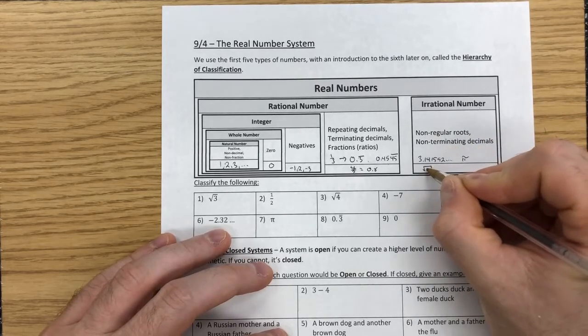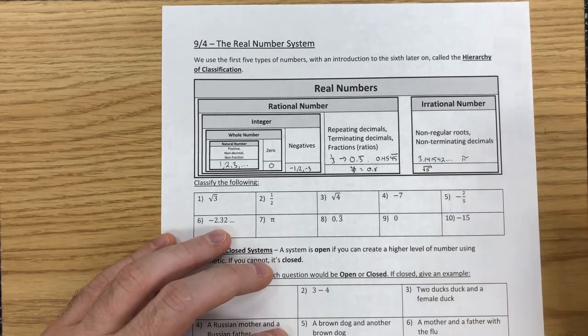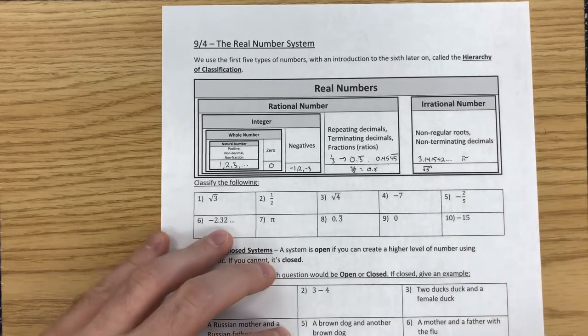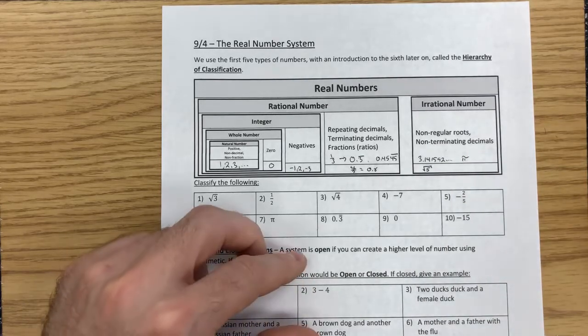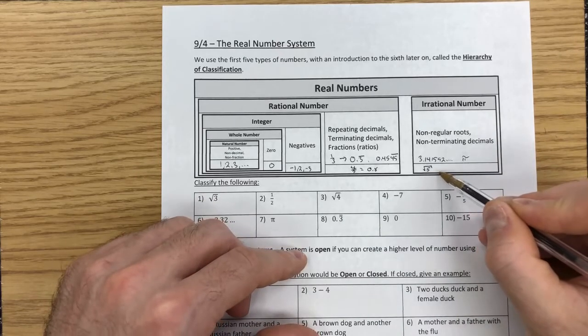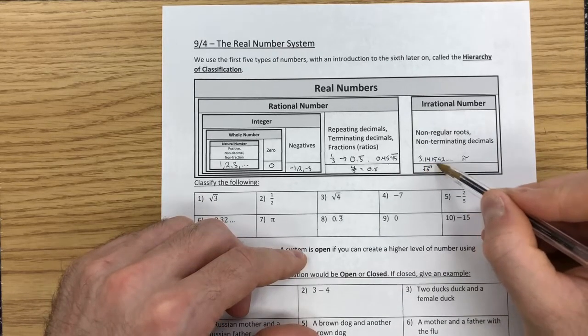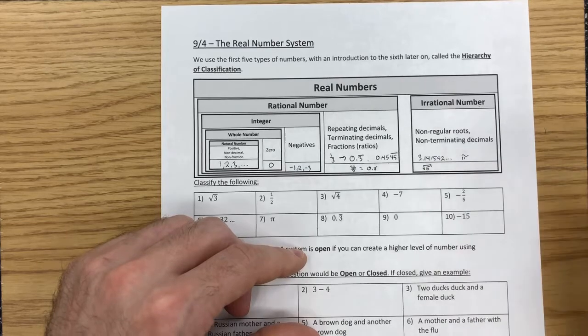Another way that we see that is non-regular roots. Something like the square root of 5. The square root of 5 has no pattern. It's somewhere between the square root of 4 and the square root of 9. So it's somewhere between 2 and 3, but that number itself is non-repeating.